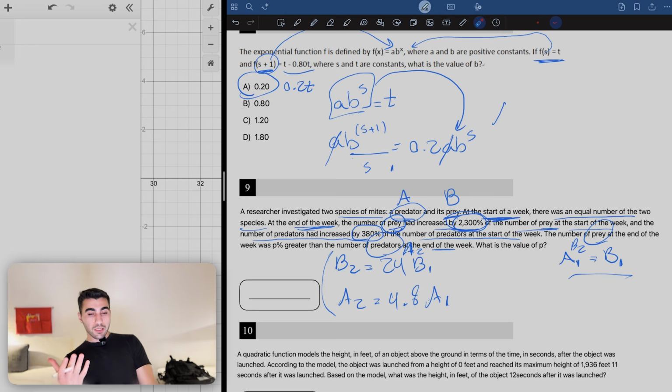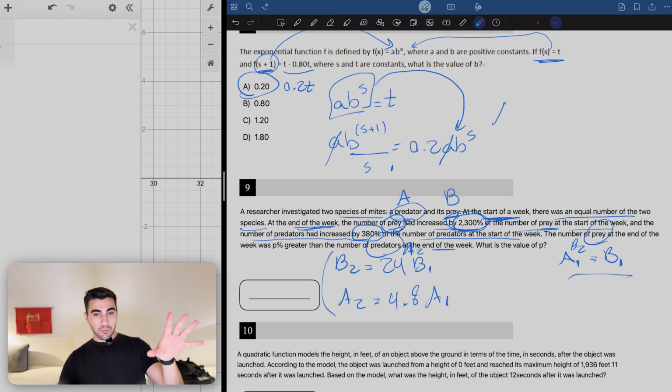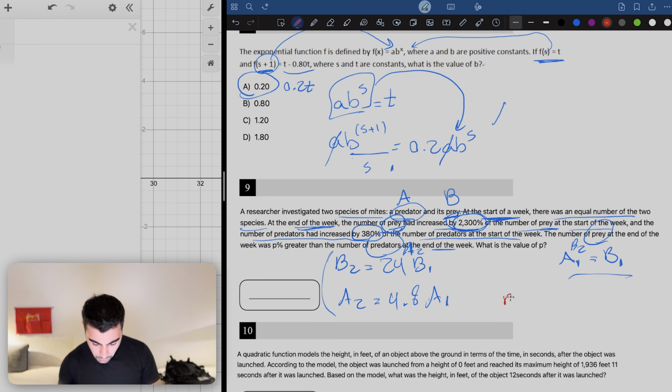The way we would do it is B2 minus A2 divided by A2, the prey minus the predator divided by the predator, the previous value. Or in other words, you have this formula where you say new minus old divided by old, the same formula, times 100, to find the percent change. So we're going to do that. I'm going to do B2 minus A2 divided by A2 times 100.